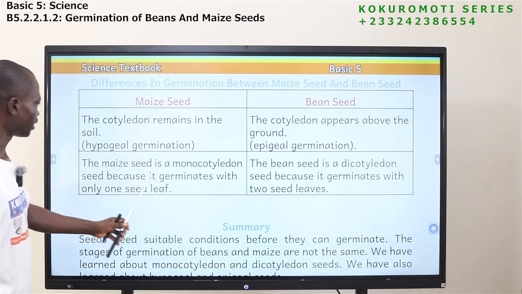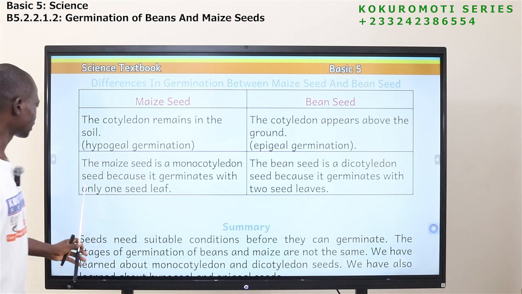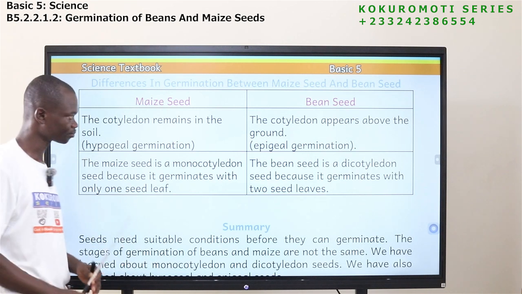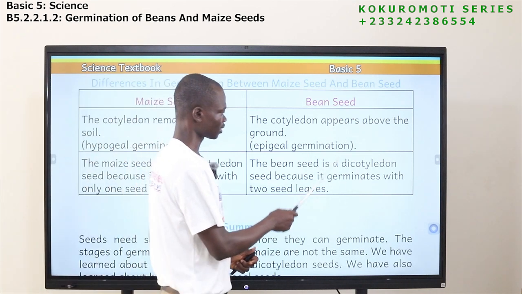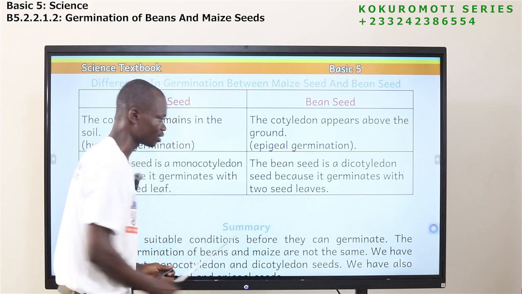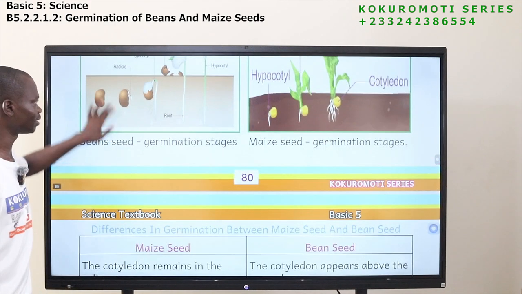The next thing that you should also know about the two seeds. The maize seed is a monocotyledon seed because it germinates with only one seed leaf. The bean seed is a dicotyledon seed because it germinates with two seed leaves. Now let's go back and see the seed leaves.